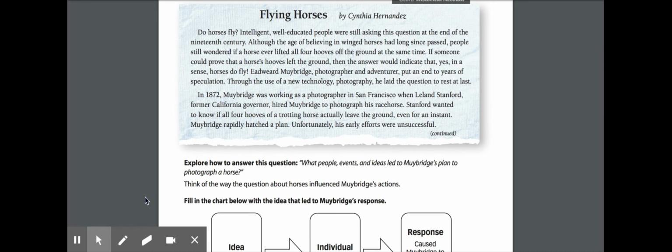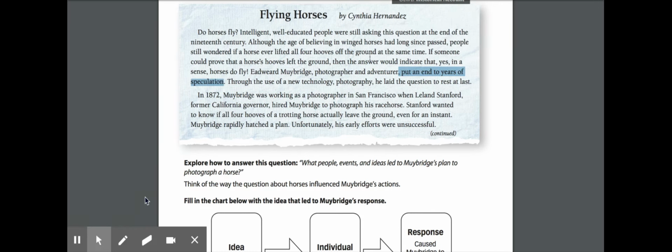So if we go back and think about this idea, hmm, so I look back up. Edward Muybridge, okay, he was a photographer and inventor, put an end to years of speculation. What did he put an end to? What was the speculation that was going on?